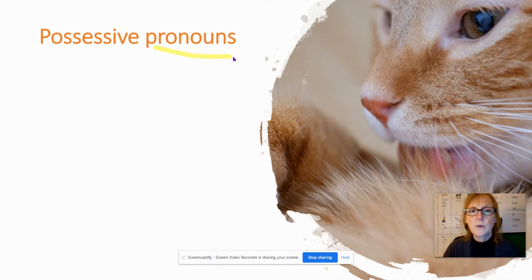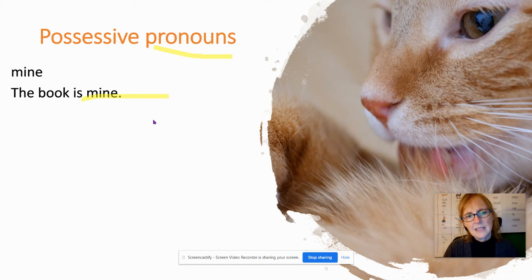Possessive pronoun is something we haven't talked about yet. A pronoun, of course, is the replacement word for a noun. So for example, if I'm talking about myself, I say I, you, he, she, they, we, you. Possessive pronouns are like mine, yours. Let's go over them. Mine, the book is mine. That's a possessive pronoun.